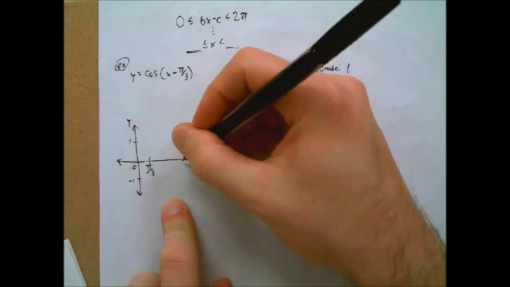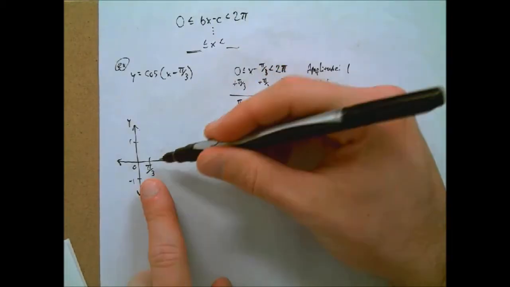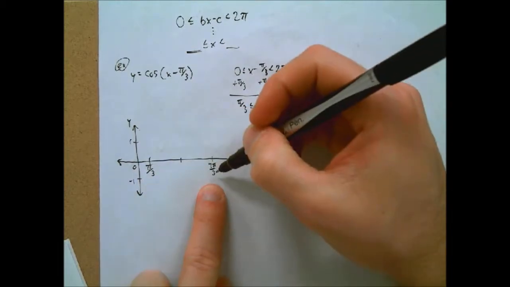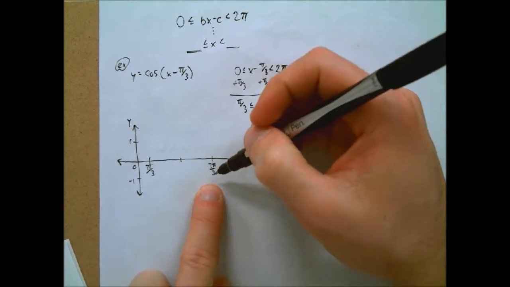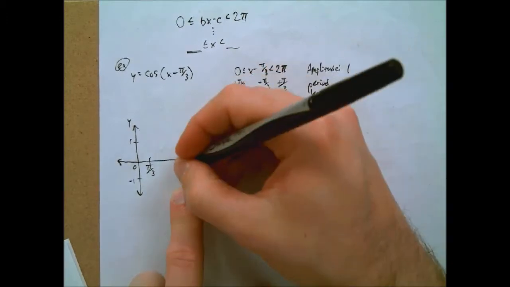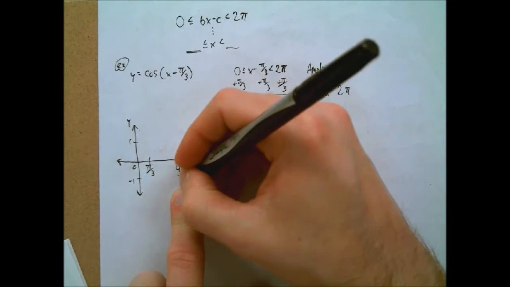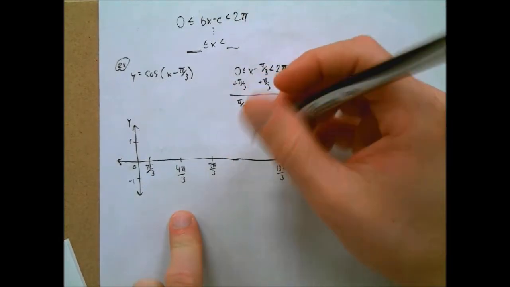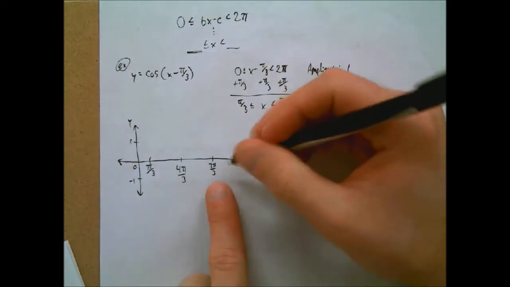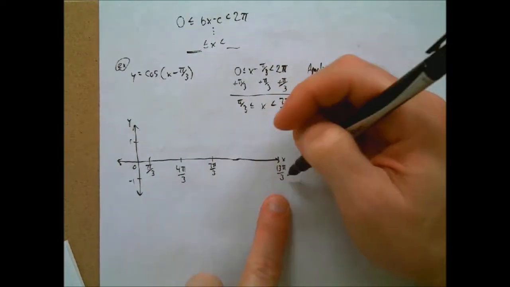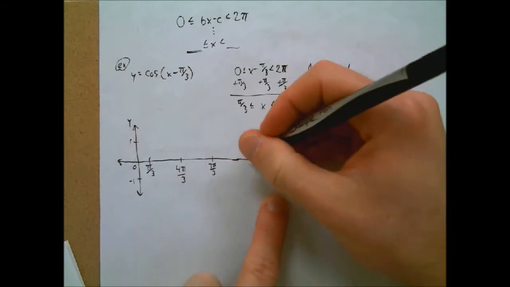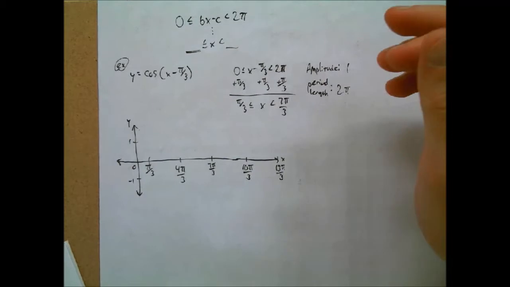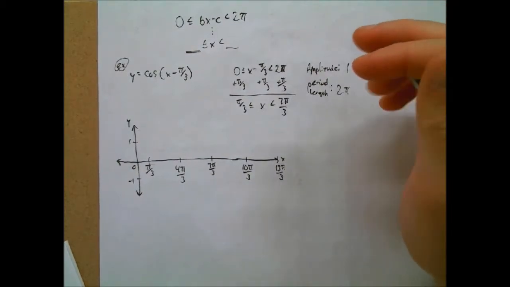So to find the midpoint, just add these two endpoints. Pi over 3 plus 7 pi over 3 is 8 pi over 3, right? Then divide by 2. 8 pi over 3 divided by 2 is 4 pi over 3. We do the same thing here for this other interval. The midpoint of this one: 7 pi over 3 plus 13 pi over 3 is 20 pi over 3. Divided by 2 would be 10 pi over 3. And then I want to find the quarter points, which is really just the midpoint of the midpoint.